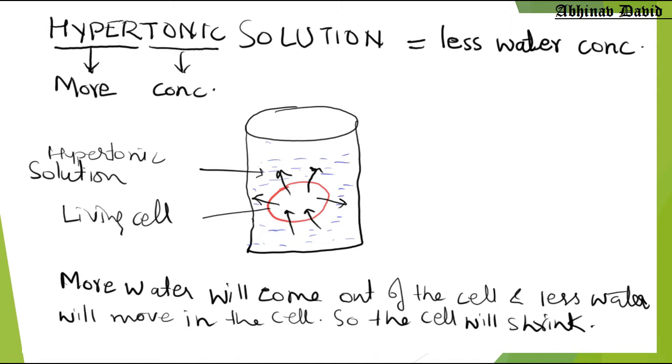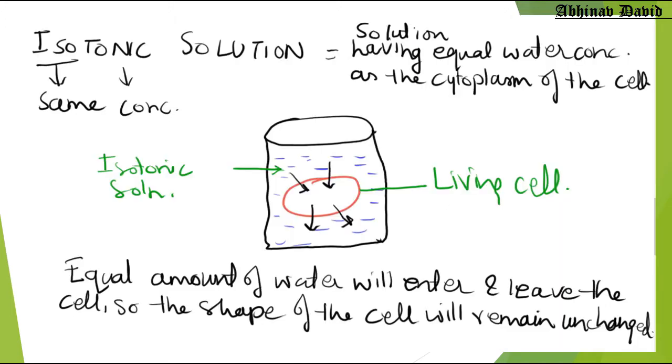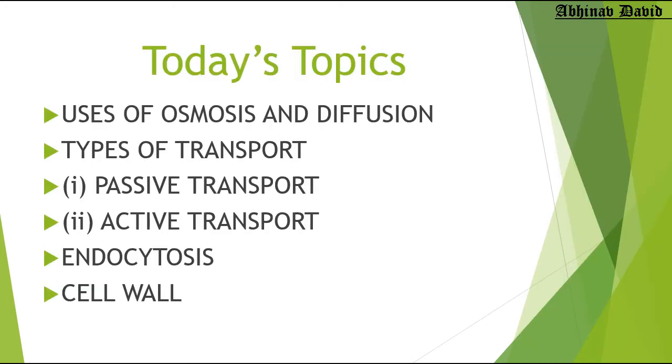Now let us move to the next type of solution, that is isotonic solution. Iso means same, tonic means concentration. So it means that the water concentration inside the cell and outside the cell are equal in amount. So equal amount of water will go inside and equal amount of water will come out of the cell. So what will happen to the shape of the cell? It will remain unchanged.